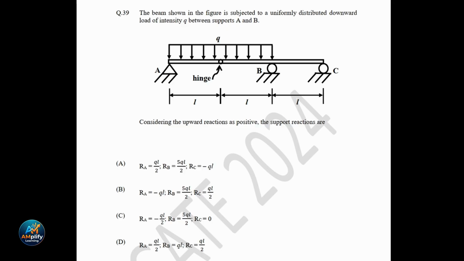So the question is, the beam shown in the figure is subjected to a uniformly distributed downward load of intensity Q between supports A and B. Considering the upward reactions as positive, the support reactions are.